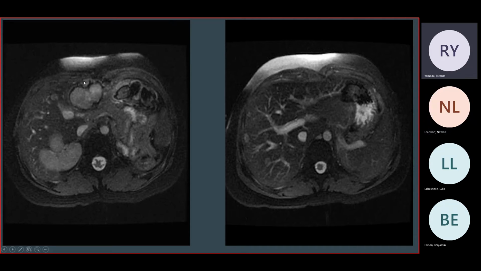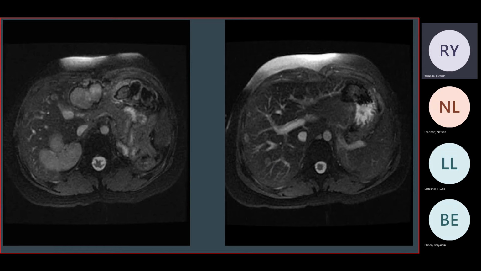Awesome. All right. So this is where the lesion is, the bigger one in the left hepatic lobe. There are other tiny little spots here on the right side, also confirming the presence of right-sided hepatic lesions.